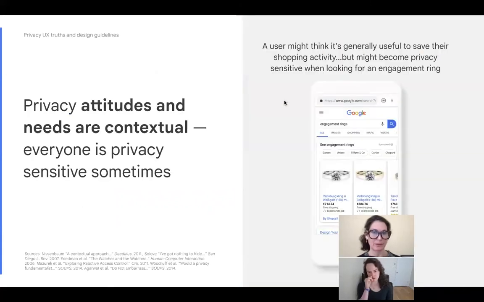Across these different privacy threats, we also find that privacy attitudes and needs can be really highly contextual. This means that there aren't privacy-sensitive people or not privacy-sensitive people. Instead, what we see is that everyone is privacy-sensitive sometimes. For example, someone might be totally okay with sharing their shopping generally, but at the same time might become very privacy-sensitive if they're searching for an engagement ring to buy.